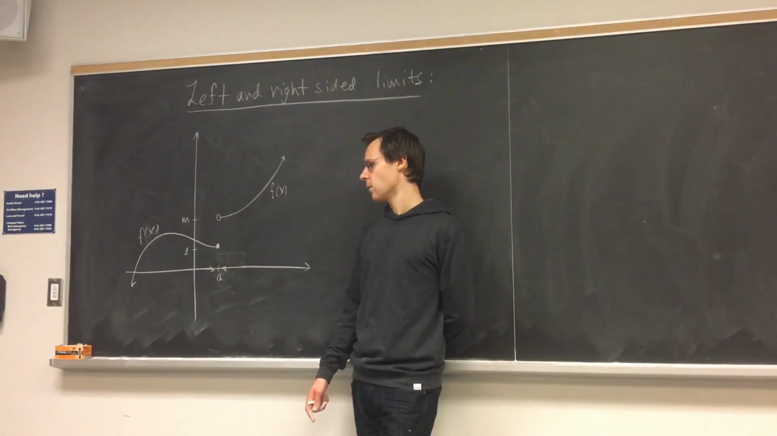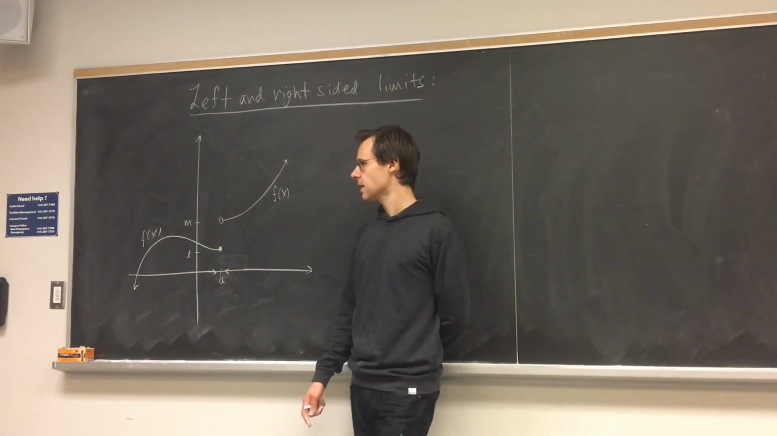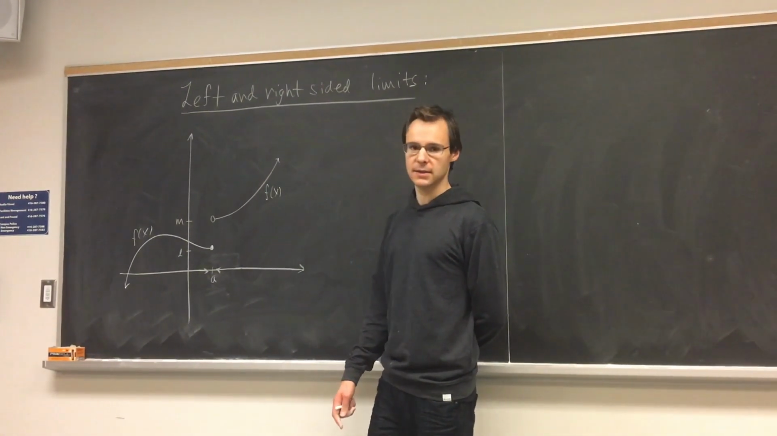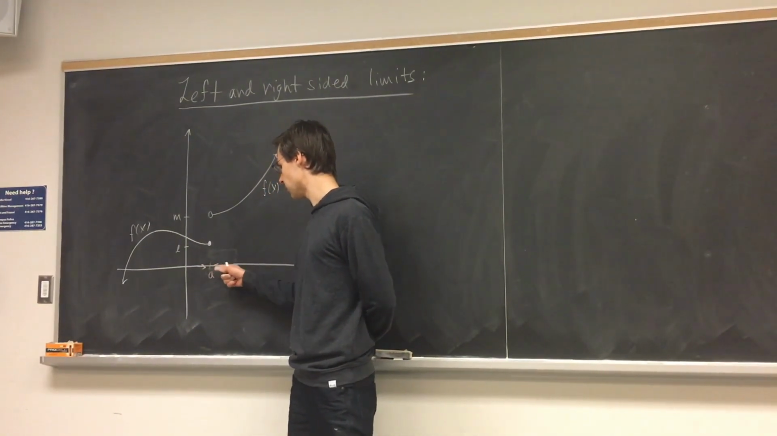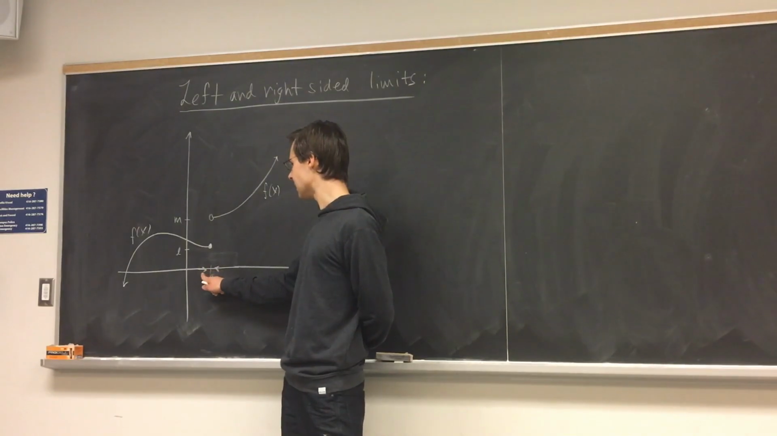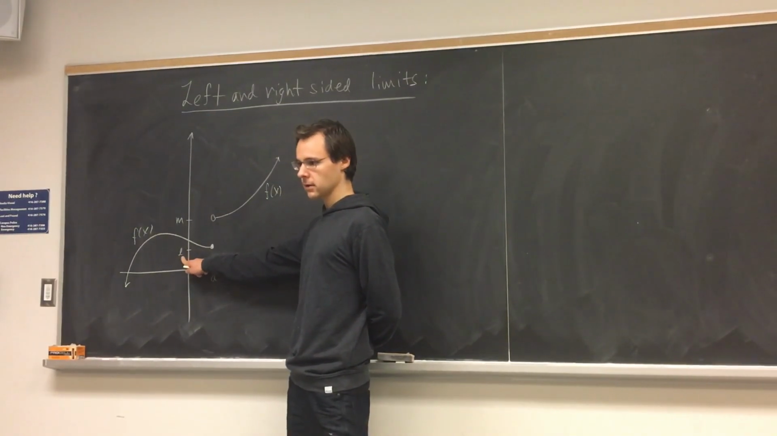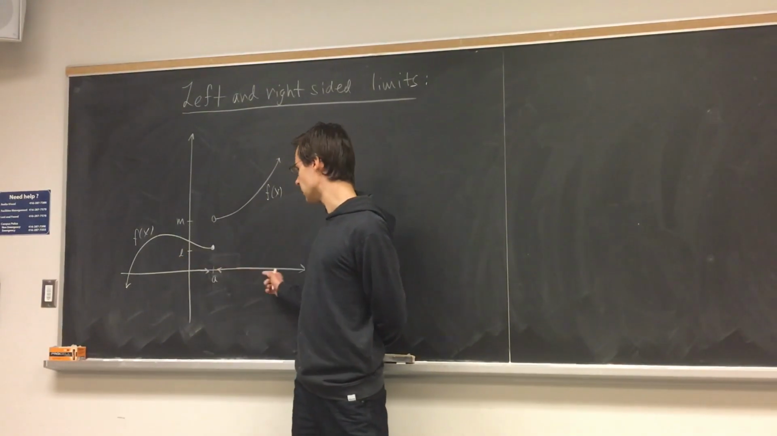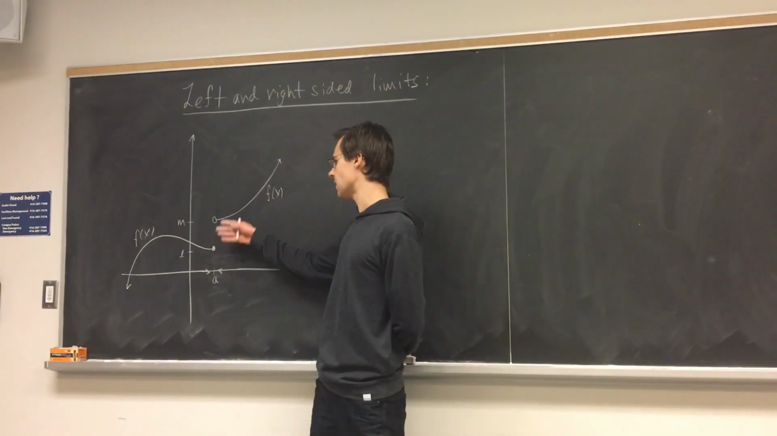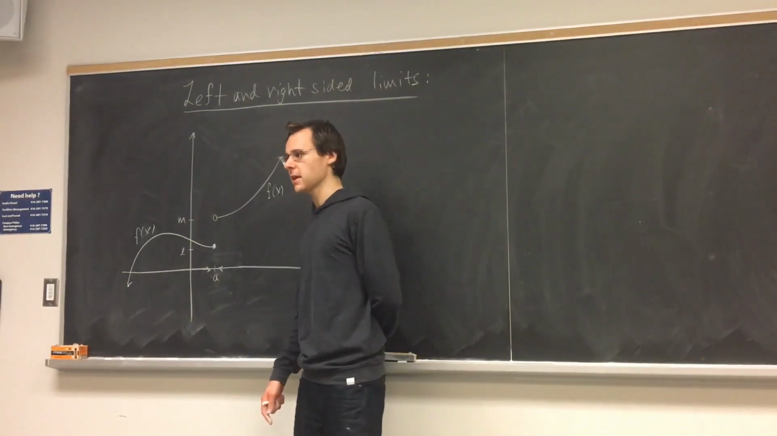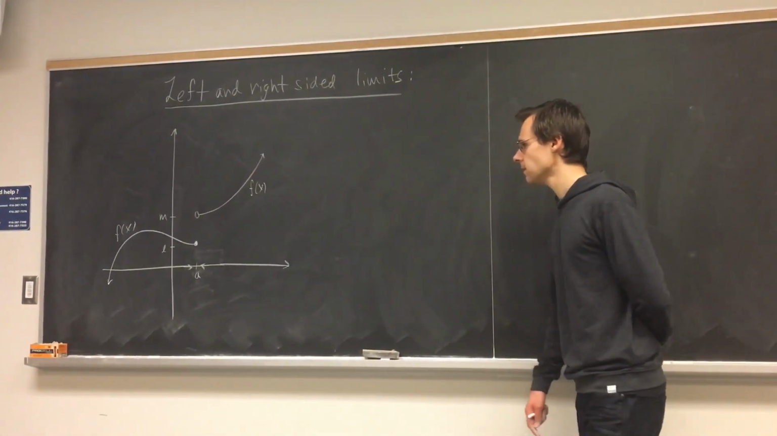f doesn't tend to any one value as we approach from two sides. However, we still would like to say something. We still would like to say that if we approach a from the left side, then we do have a limit, and it is equal to L. Whereas if we approach from the right side, also f does tend to something. It tends to m. So that's where left and right-sided limits come in, okay?